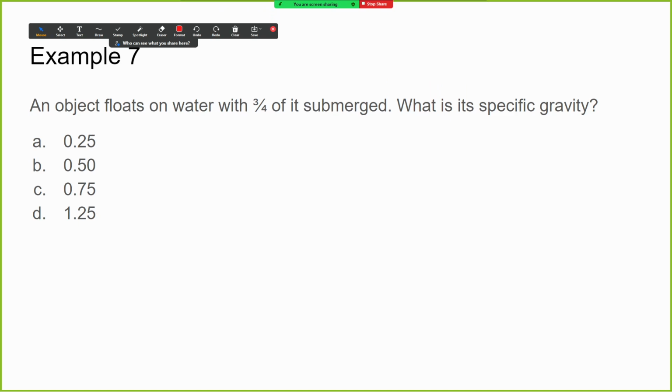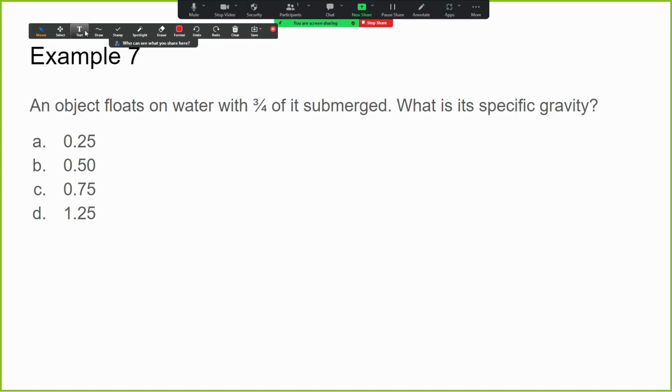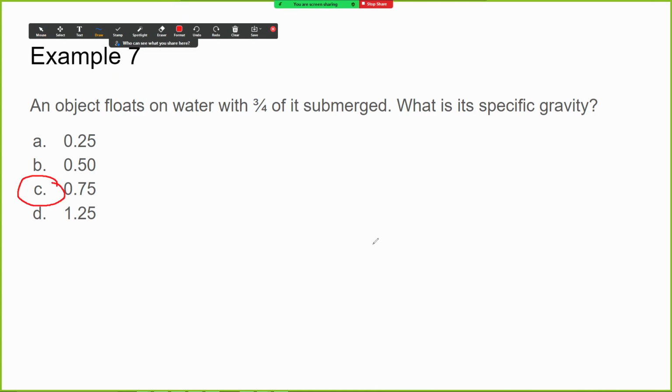An object floats on water with 3/4 of it submerged. What is its specific gravity? So again, we talked about this relationship. So if 3/4 of it is submerged, that means that its specific gravity is going to be 0.75. Hopefully that just makes sense. When we talked about the 4 blocks that were in water, block A was 25% submerged. That means that it has 25% of the density of water, which just means that rho object over rho water is going to be equal to 0.25. So remember, specific gravity is the density of the object or substance, whatever you have, over the density of water.